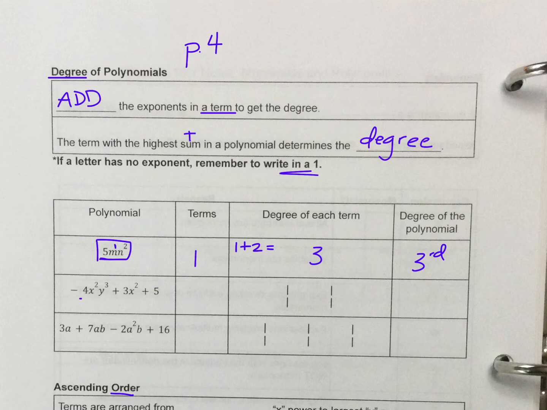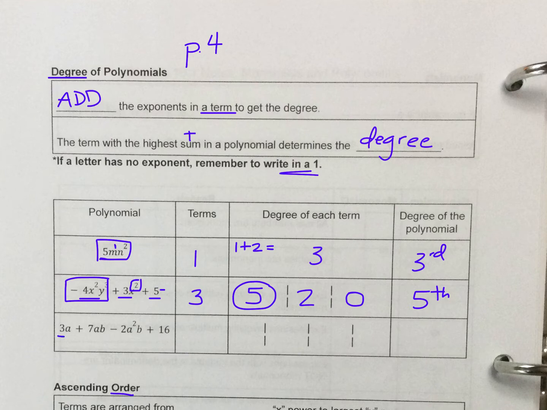The next one, I've got 1, 2, 3 terms. This first group right here, I need to say 2 plus 3 is 5. The next group, I just have a 2. And this 5 doesn't have anything, so I'm going to put a 0. So the highest out of a 5, a 2, and a 0 is a 5. So this is a 5th degree polynomial.